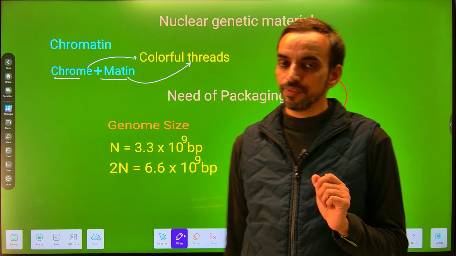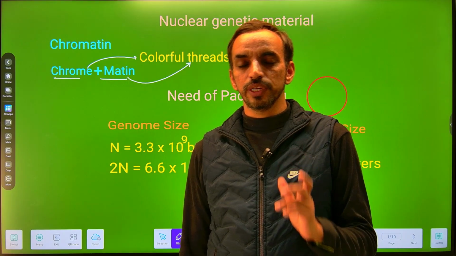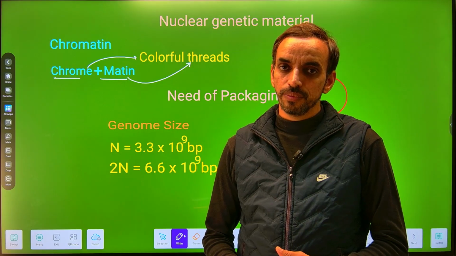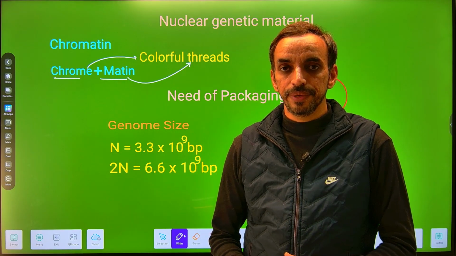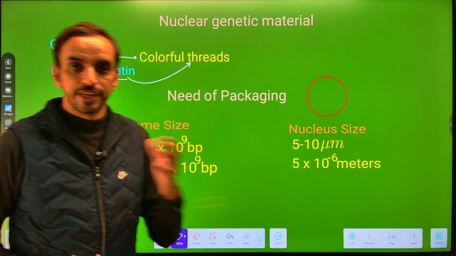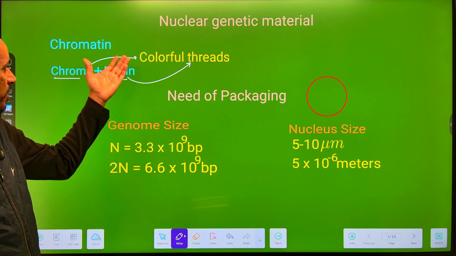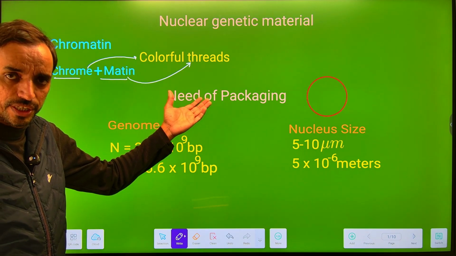Why are these called colorful threads? Because if you stain the nuclear genetic material with some nuclear stainers like acetocarmine and observe them under the microscope, they will appear in the form of colorful threads. वो आपको रंगीन धागे नुमा देखने को मिलेंगे. That's why it is called chromatin, or the colorful threads.